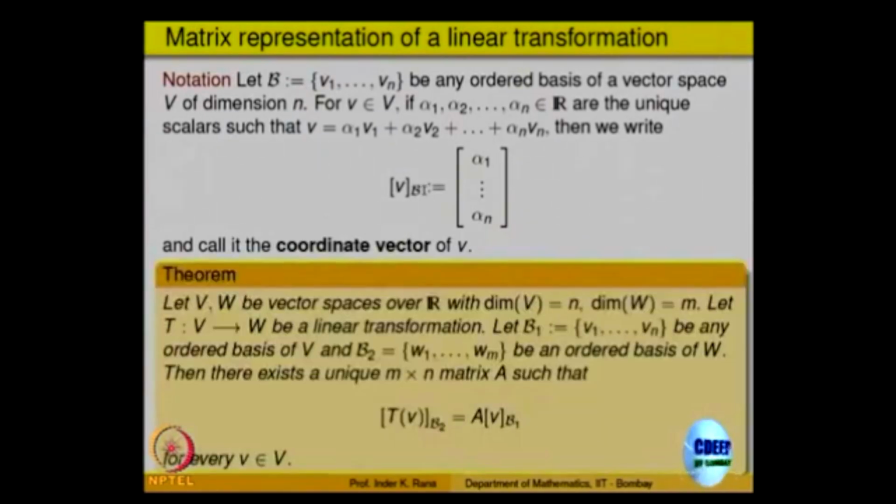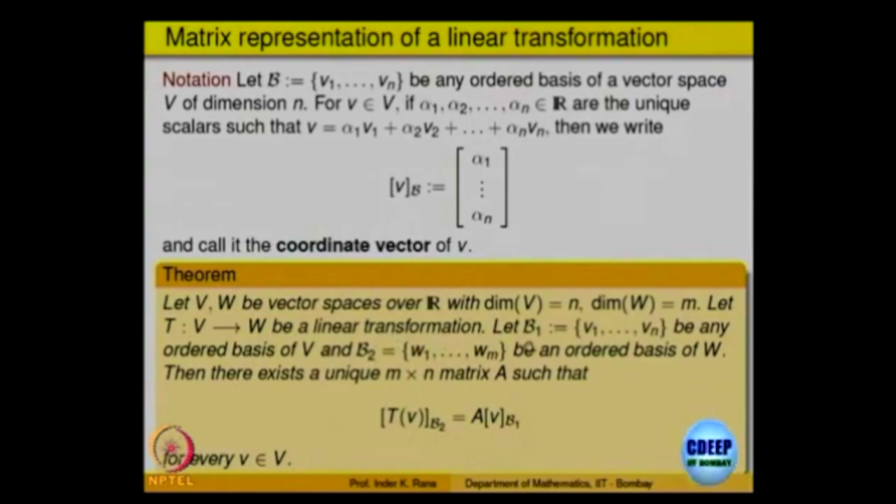The theorem says the following: suppose T is a linear transformation from V to W, and we fix an ordered basis for V and an ordered basis for W. So B1 is an ordered basis for the domain and B2 is an ordered basis for the codomain, that is W.